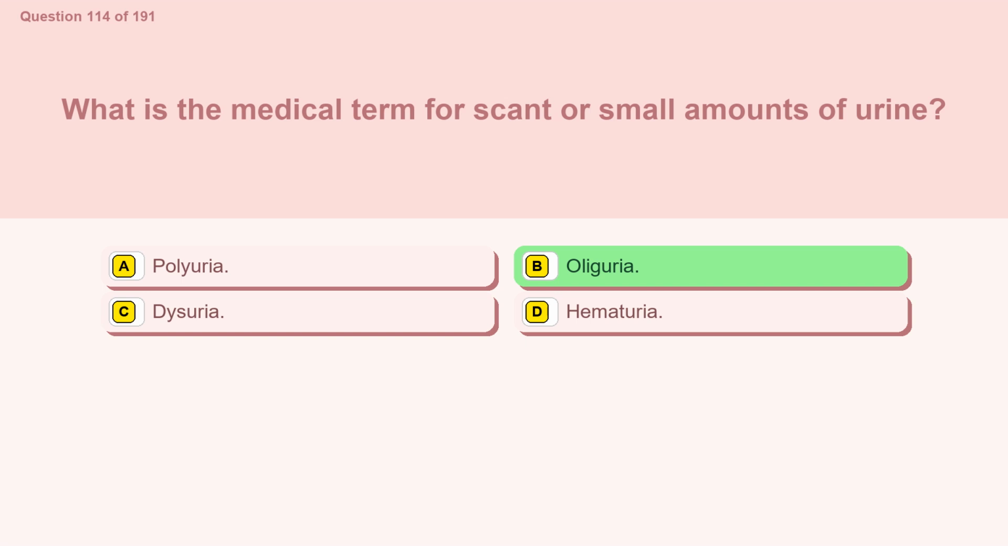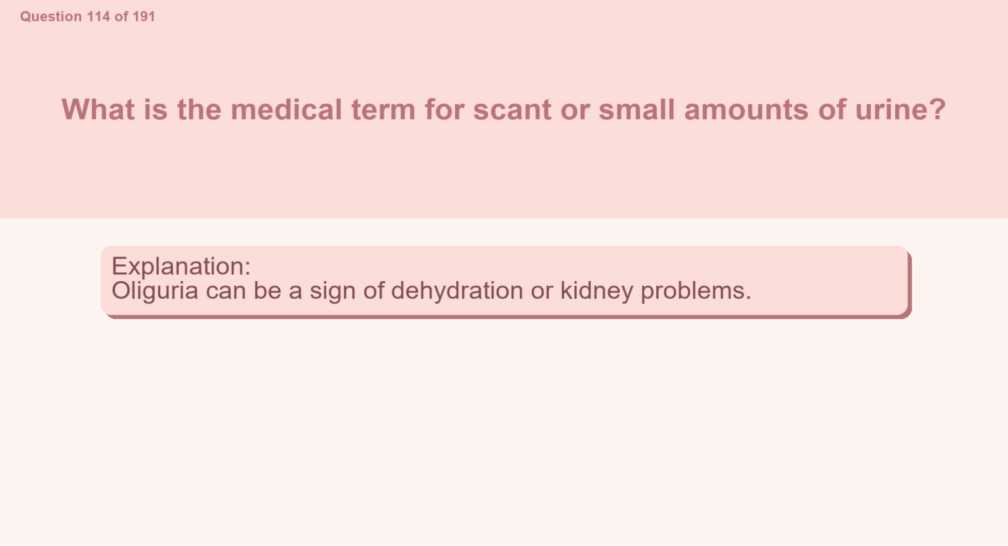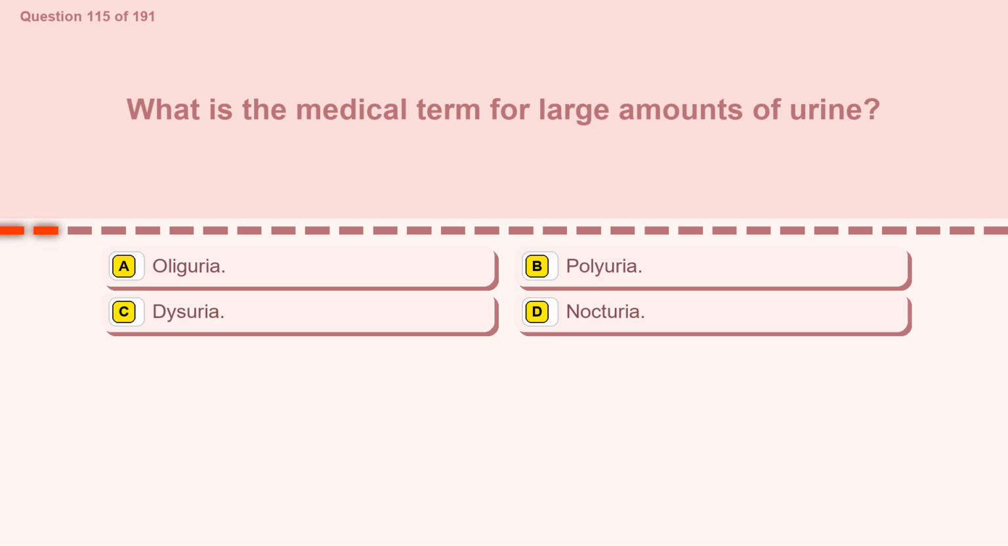The correct answer is option B, oliguria. Oliguria can be a sign of dehydration or kidney problems. Question 115. What is the medical term for large amounts of urine? Option A, oliguria. Option B, polyuria. Option C, dysuria. Option D, nocturia.